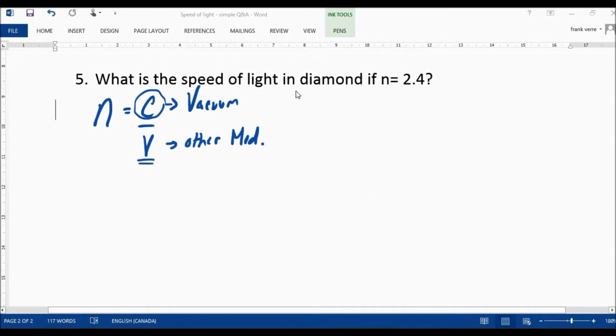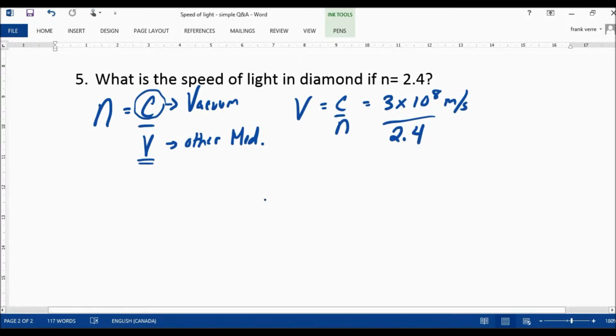So first off, we're going to rearrange it. We're going to solve for v. So v is going to equal c over n. Okay, so v is equal to c over n. We know what c is. We know c is 3 times 10 to the 8 meters per second in a vacuum. And we know n is 2.4 because we're given n in this question.